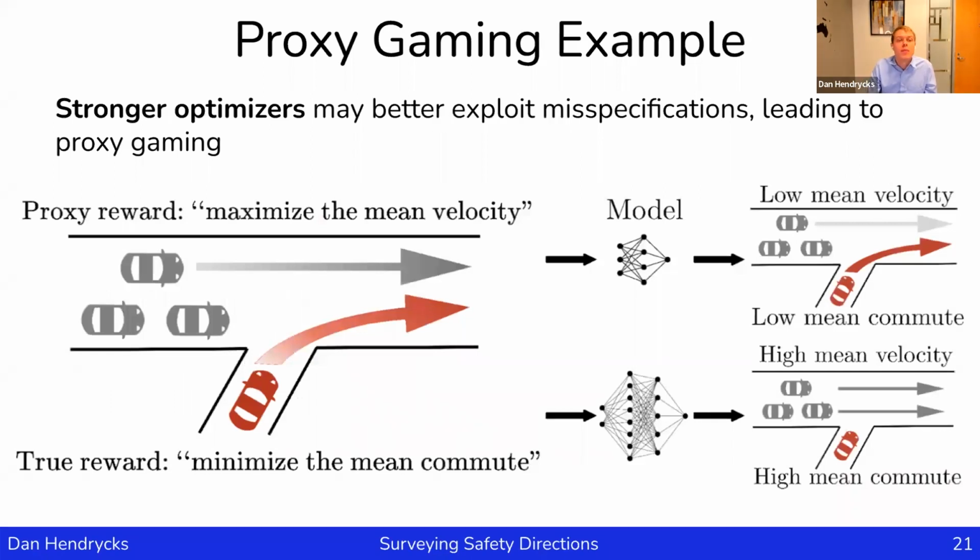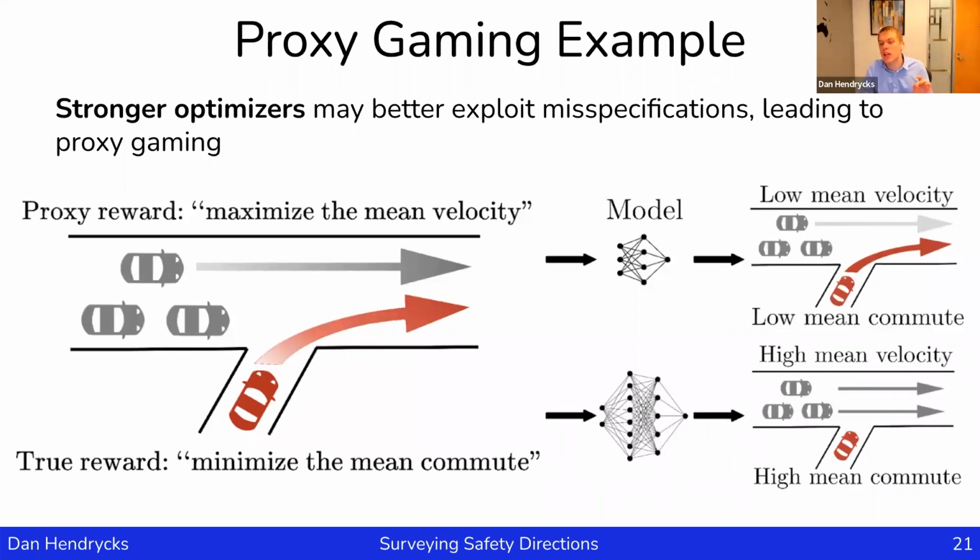So now I'm briefly mentioning a setup for a proxy gaming example to motivate anomaly detection. Here's a case where a neural network is defining a policy for how traffic should flow. If you give it a proxy reward like maximize mean velocity, but the true reward is actually minimize mean commute time, a smaller model will learn the right thing, but a more powerful model, one with more parameters or more compute, one that was trained on more data, or one that's trained for longer, can end up finding the difference between the proxy reward and the true reward, and then they can come apart.